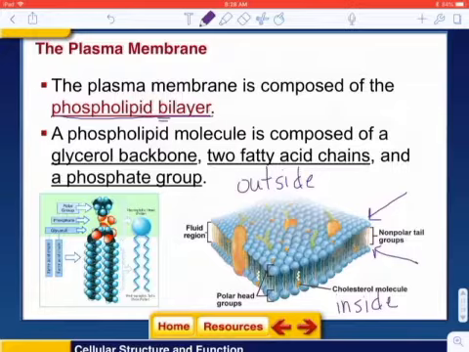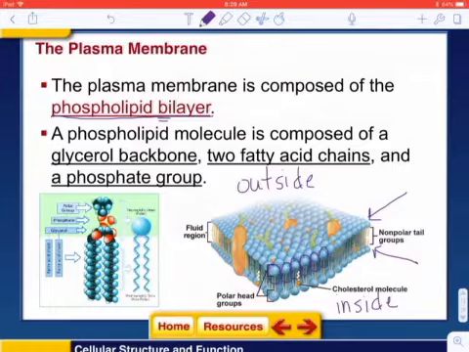All right, so these phospholipid bilayers are made up of many, many phospholipids. You can see them here. So here's one, then the next one, then the next one. So lots and lots of phospholipids all collected together to make these sheets of phospholipids.